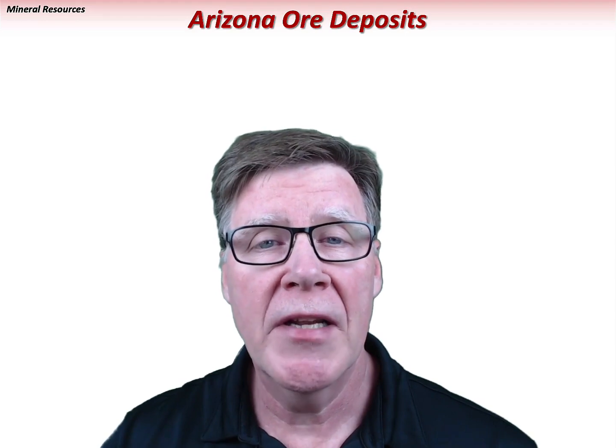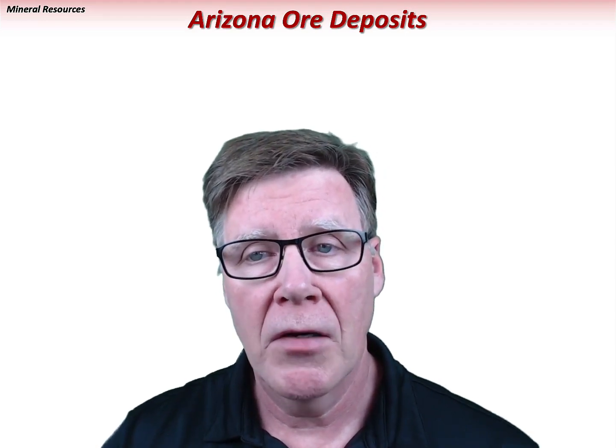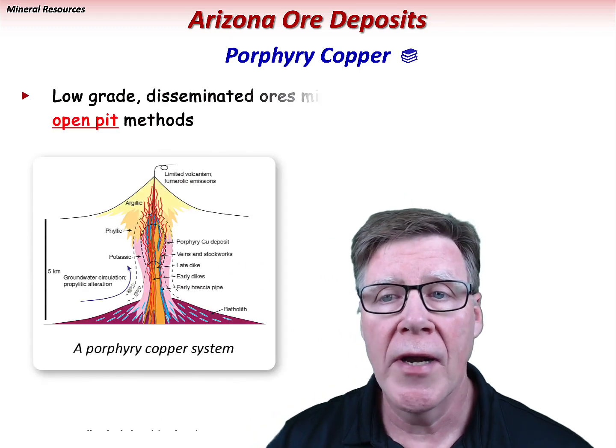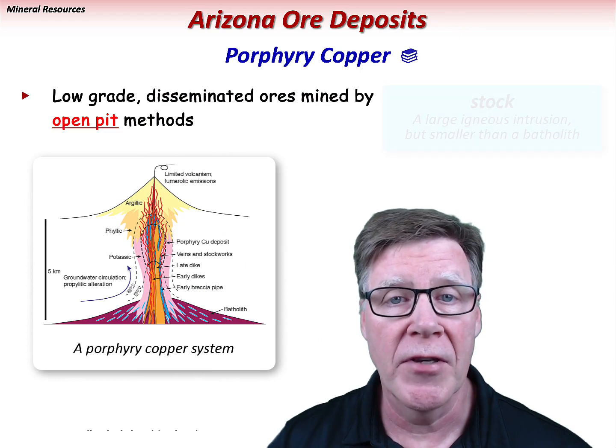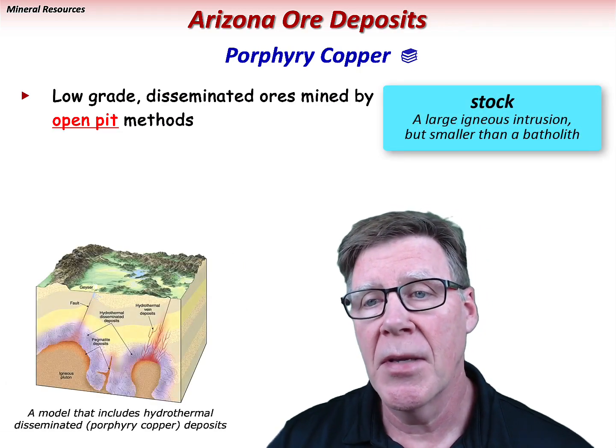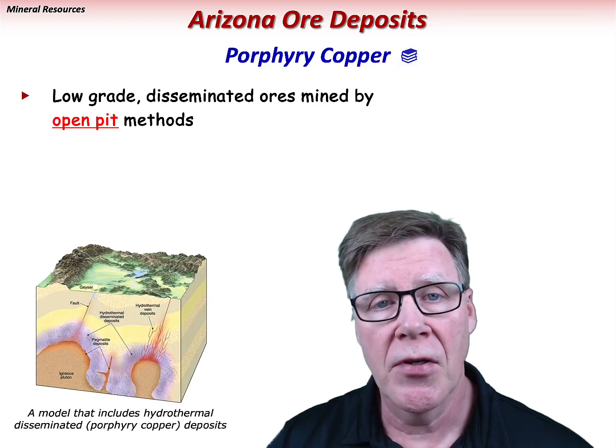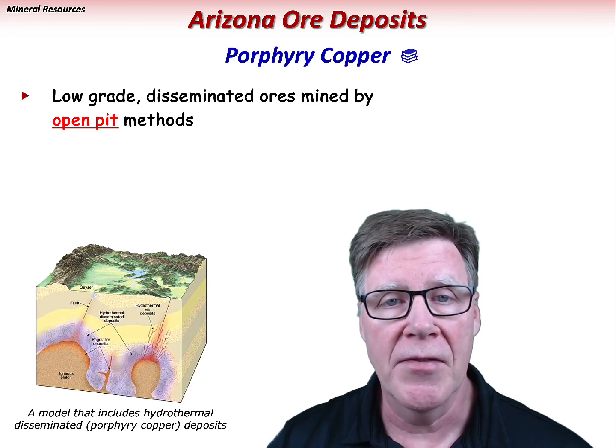Arizona is home to many different kinds of ore deposits. Let's start with porphyry copper deposits. These are low-grade, disseminated ores, typically related to granitic to dioritic porphyry stocks. Due to their disseminated nature, these deposits are usually mined by open-pit methods.